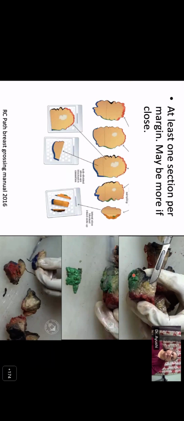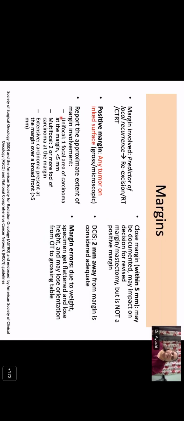And how much to sample? We should try to take at least one section per margin, and if a tumor is approaching some margin, we can take more sections of that, so that in successive different slices we can see at which point the tumor might be reaching the margin. Again, we have to remember that if we have used multiple inks, then we can put a section with multiple color inks or multiple margins in the same block. However, if we have used a single color ink, we always have to take only one margin with the ink side in the block.